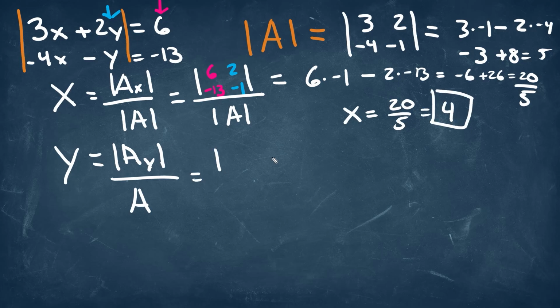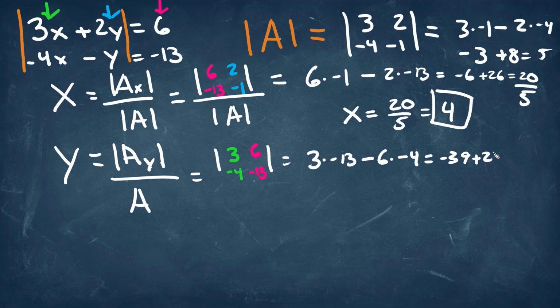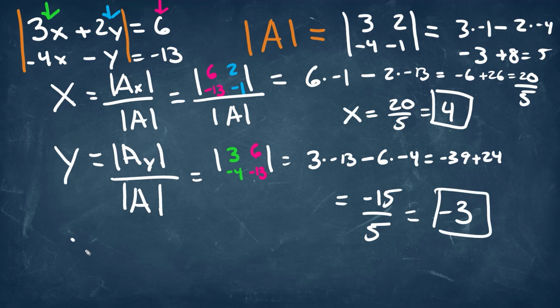Now for our A of y determinant, we're going to start with our x values of 3 and negative 4, followed by our numerical values of 6 and negative 13. We'll take the determinant of that, which will be 3 times negative 13 minus 6 times negative 4. That's going to give us negative 39 plus 24, which is going to be equal to negative 15 over our determinant, which we figured out was 5. So that will be equal to negative 3. So our values are going to be x is equal to 4 and y is equal to negative 3.